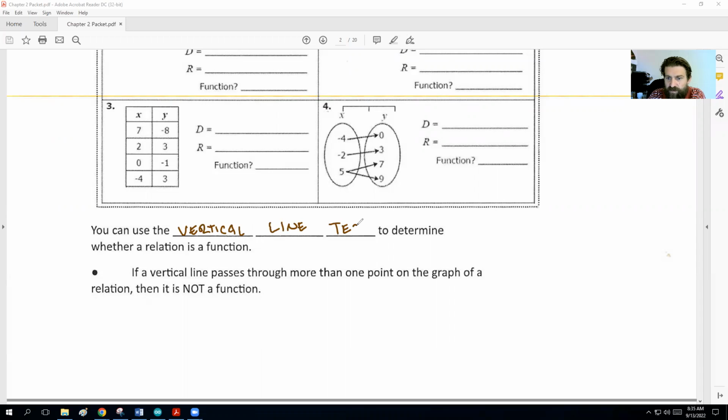That would make sense because there's 3 blanks here. The vertical line test is when we look at the graph and we see if there's ever more than one point of the graph that is touching a vertical line. If there ever is, that fails the vertical line test, and that is not a function.